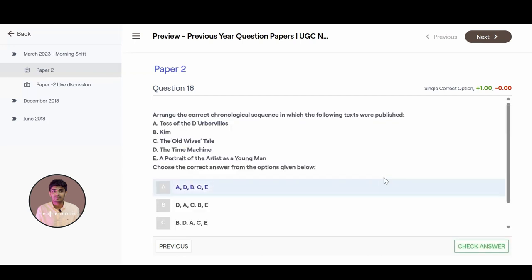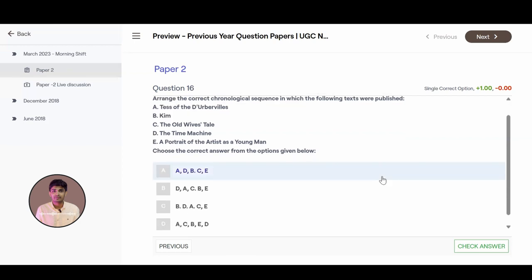All right. Arrange the following in the correct chronological sequence of their publication date. Tess of the D'Urbervilles, Kim, The Old Wives' Tale, The Time Machine, A Portrait of the Artist as a Young Man. See, there are multiple methods for you to answer this question. You should directly know the year of publication, or you can try techniques like connecting the works with their respective authors, and then their active writing periods, etc. So you can use multiple techniques, but at the end, you should come up with the answer. Let's see.